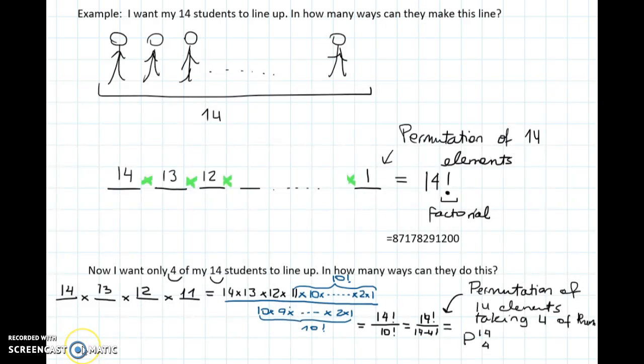So going back to our picture over here, let me write this as 14P4. This is just notation.